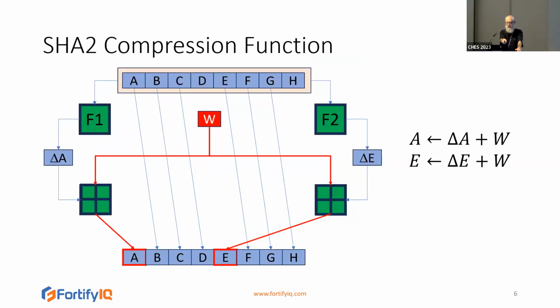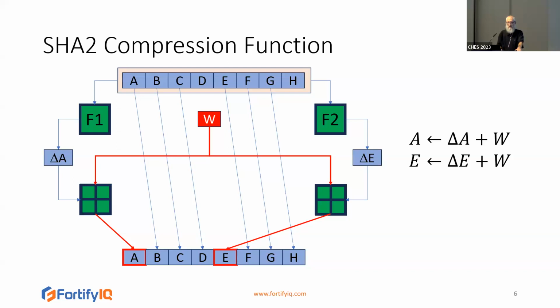This slide shows a single round function of SHA-2. I will not go into the details of functions F1 and F2. What is important is that the data dependent on the input word W is only on the red lines. The values delta A and delta E are constant and unknown.